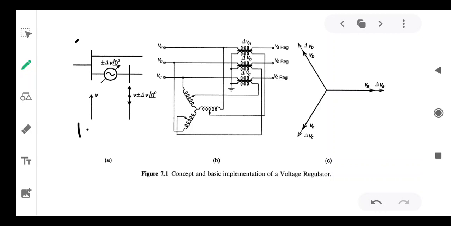After this point, this is the bus 2, at which you have voltage magnitude V plus or minus delta V as the voltage control. Plus V for increased voltage, minus V is for decreased voltage, so that you can increase or decrease the voltage as per your requirements.